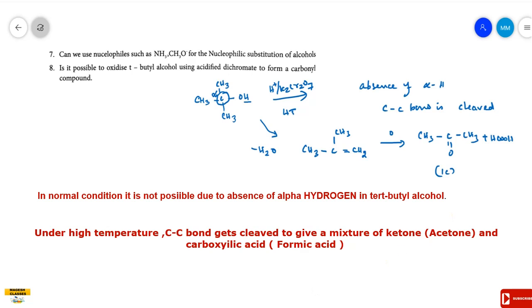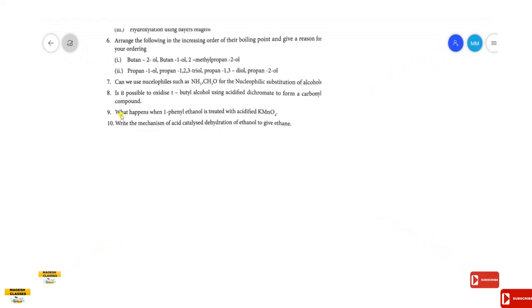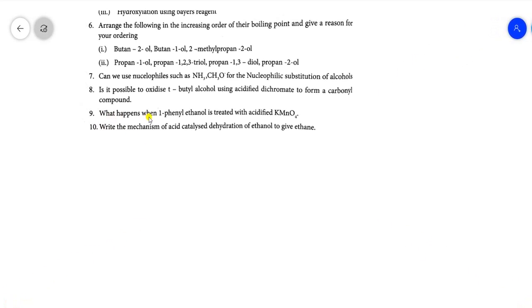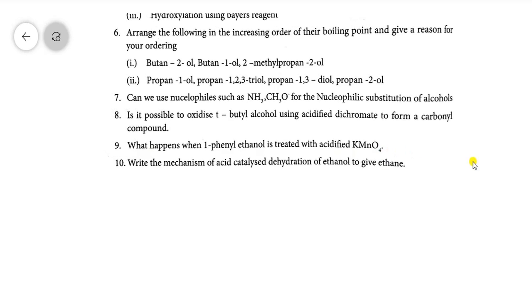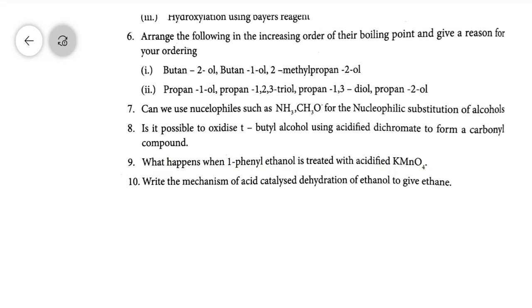Next one, question number 9. What happens when 1-phenylethanol is treated with acidified KIO4? 1-Phenylethanol has the phenyl part and the ethanol part, CH3CH2OH. In the first carbon of the ethanol, the phenyl group is attached, so it is called 1-phenylethanol. So this is the structure.